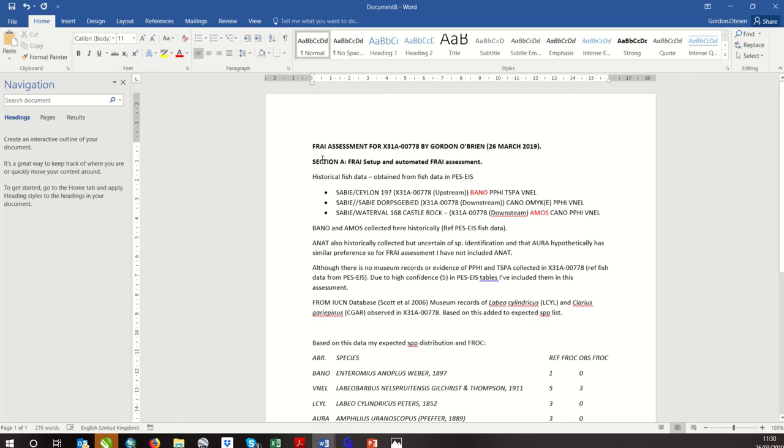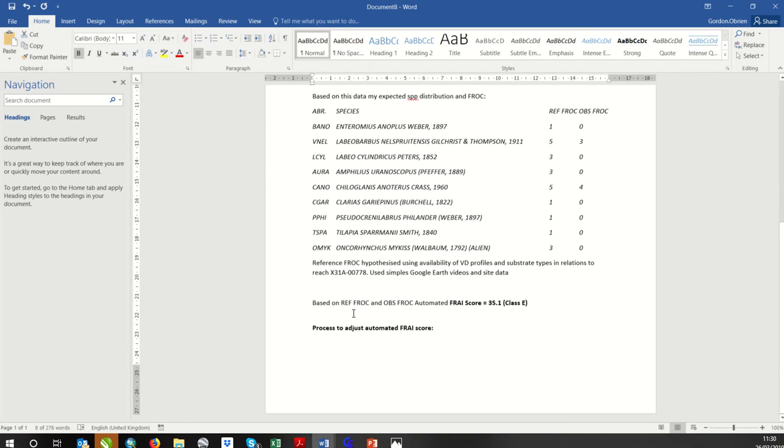Exactly, Matt. Exactly. So that's what you're doing. You are hypothesizing why this automatic assessment of an A is possibly not reflective of what we found.